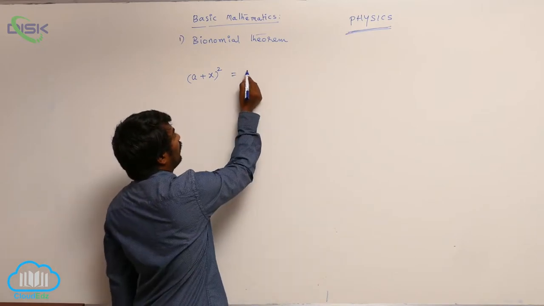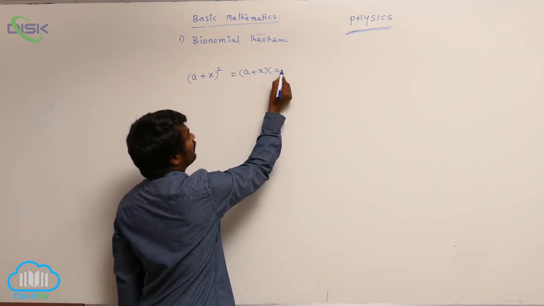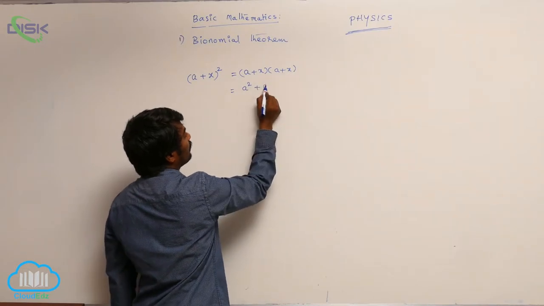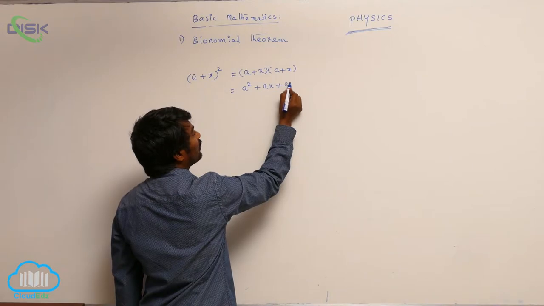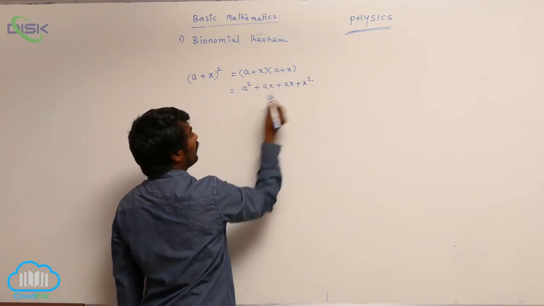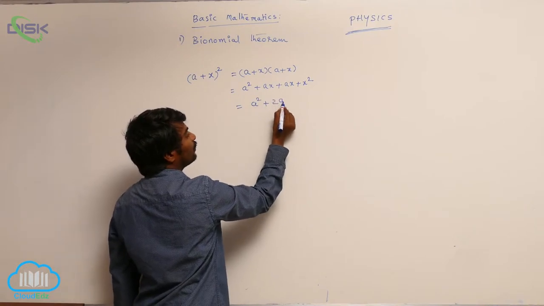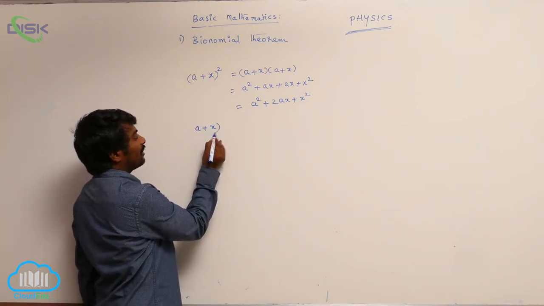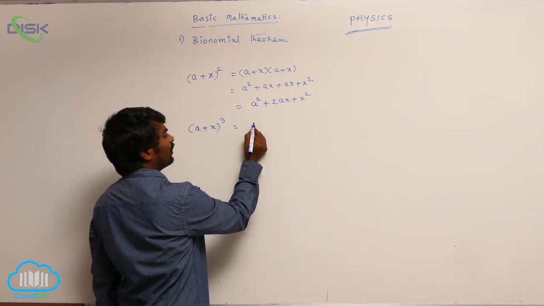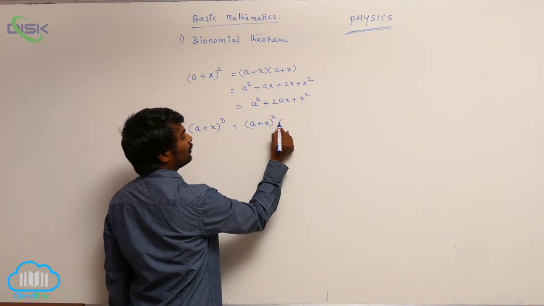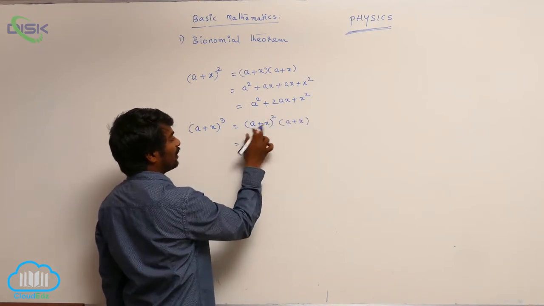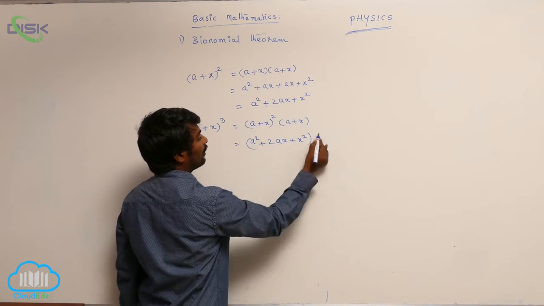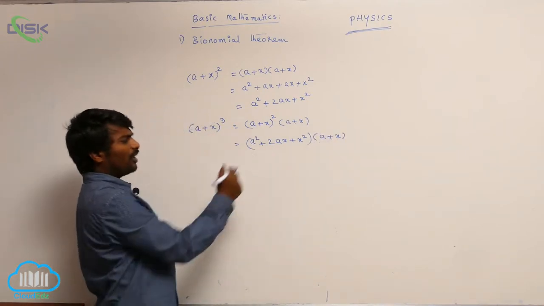You know very well, (a + x) into (a + x) is equal to a square plus a into x plus x into a, again ax, plus x into x, x square. That is equal to a square plus 2ax plus x square. And again, (a + x) whole cube. You know, (a + x) whole square into (a + x), and (a + x) whole square is a square plus 2ax plus x square, into (a + x) again. Then you can multiply this.